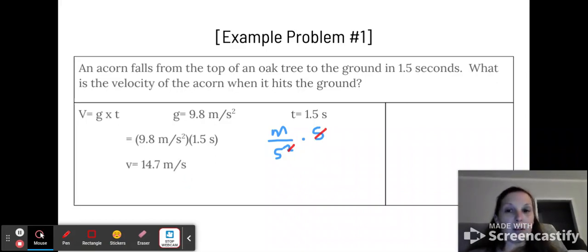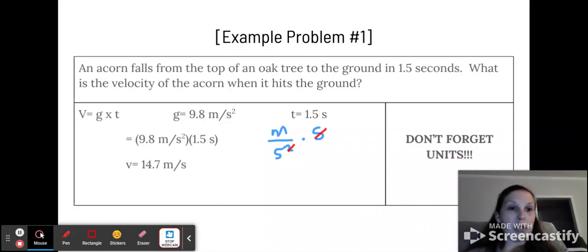So our final value comes out to 14.7 meters per second. Make sure you do not forget units. If you want credit on your checks, you have to show me units.